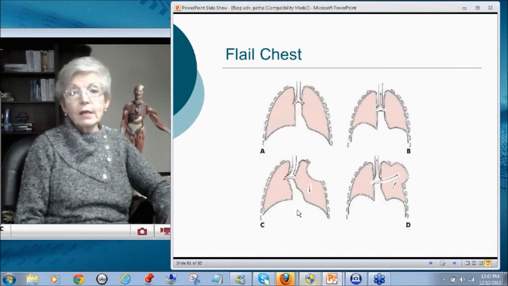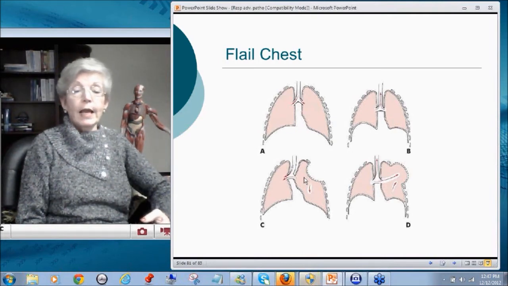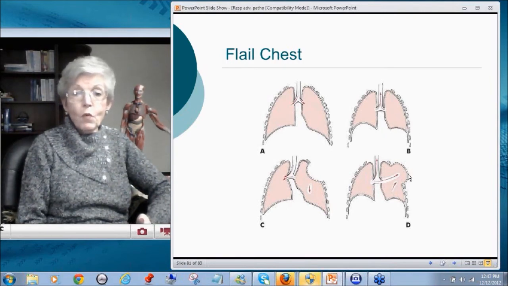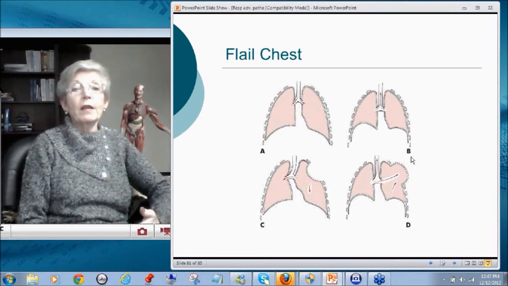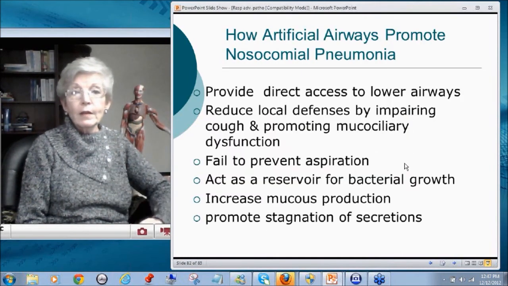So what the heck is paradoxical movement? On inspiration, where your chest wall is moving out, that part is actually sucking inward. And on expiration, where the chest wall is moving back, the wall, or the part that's flailing, is actually moving outward. So it's paradoxical movement of that broken area.